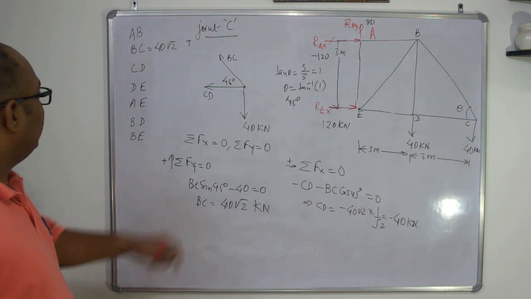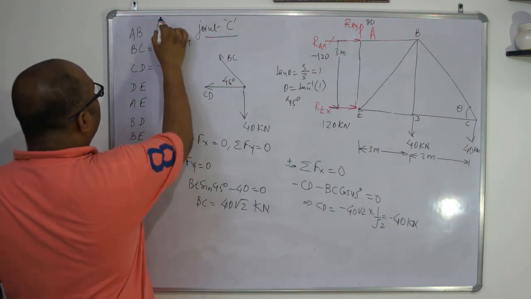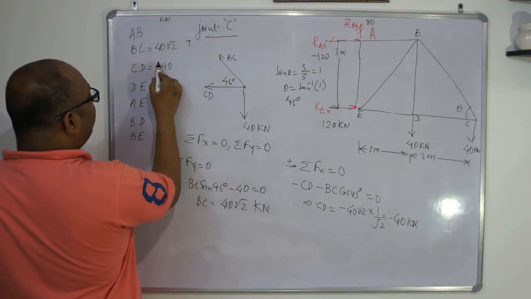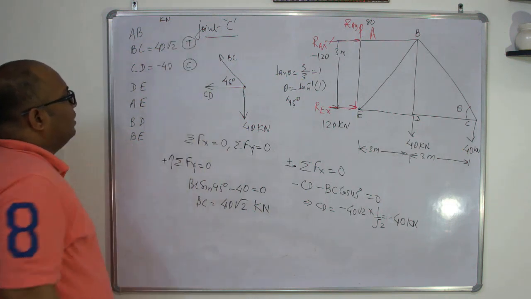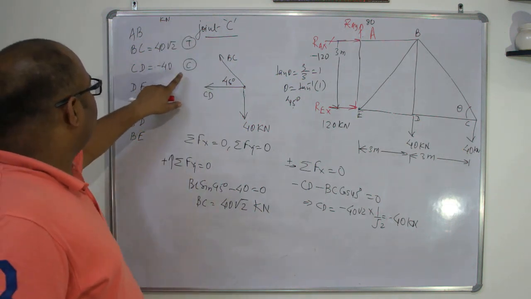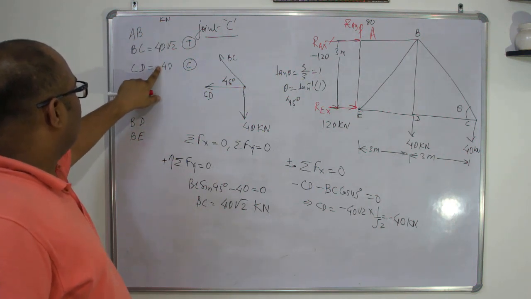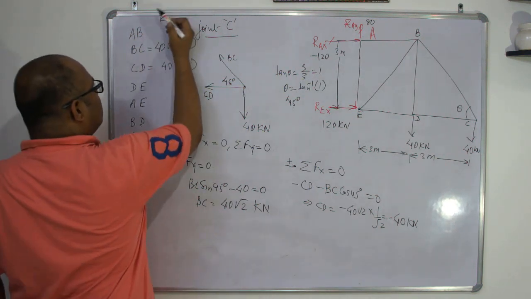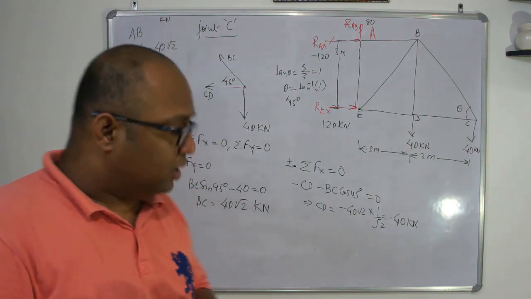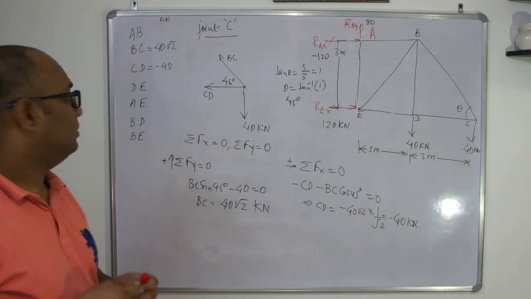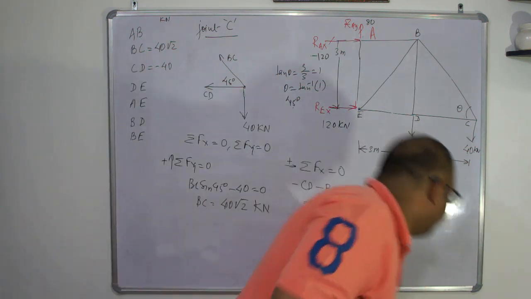Is that okay? So CD is minus 40, unit is kilonewton, and because you have a minus over here, this means that this member is in compression. Okay, don't write both of them together. I will suggest you don't involve the sign here. Just write the value. Just by the symbol you can understand whether it is in tension or compression. So minus 40 means it is in compression. Okay, so now we will proceed further.